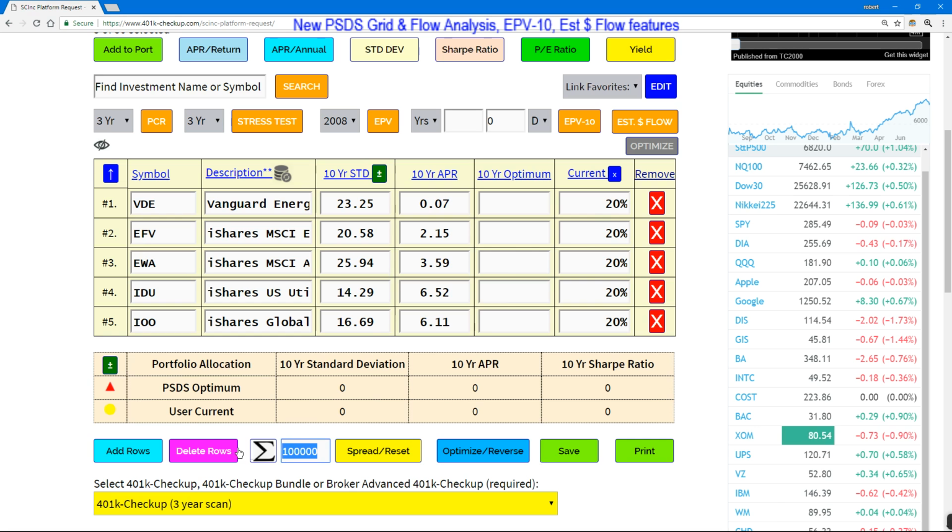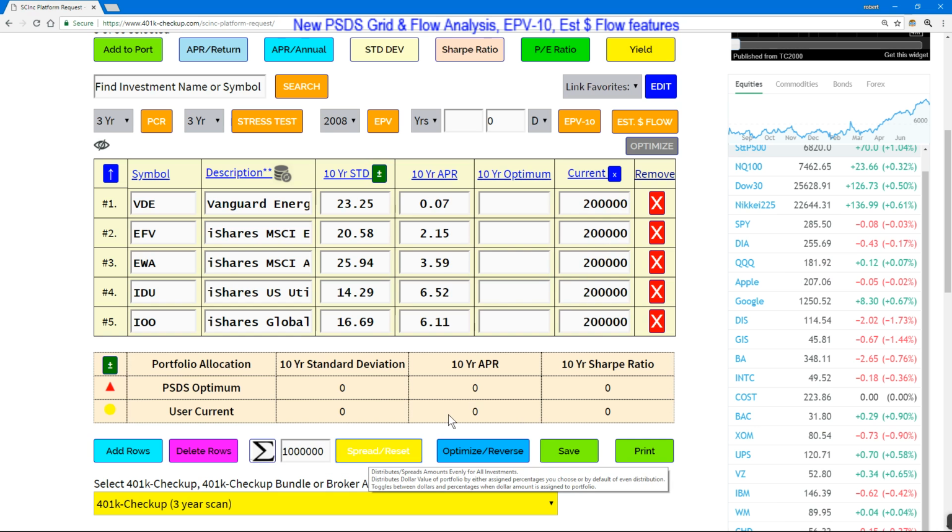If I had no dollar amount in here, it would stay at percentages, and then I'd have to say, okay, what if I put another dollar amount in? 100,000, a million. And spread reset, that's $200,000 in each position. So that's controlled by you. If you imported dollars, all you have to do is sum it, and it will sum all of these and total them right here. And then you could change it to percentages back and forth.